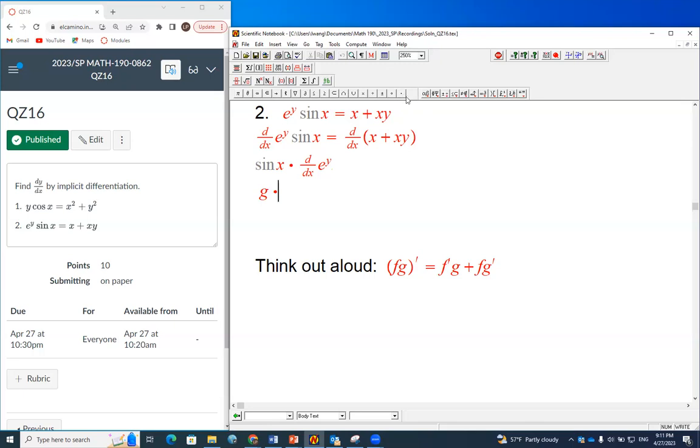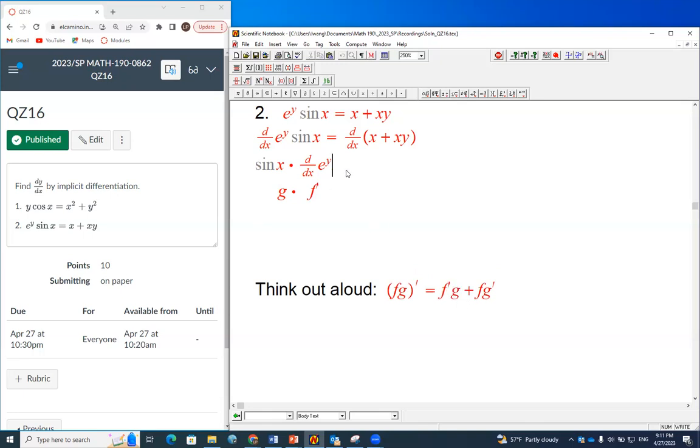multiply f prime. You don't need to show this on your work. Okay, I'm just showing this to show you. So you're doing that piece. Plus fg prime. So this is f, the e to the power y. And then you take a derivative of sine x. So g prime, g is sine x. The derivative of sine x is cosine x. So you can put it there.